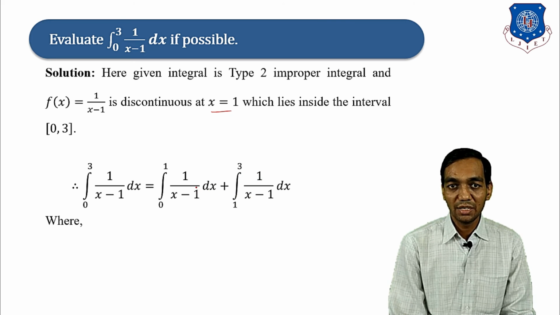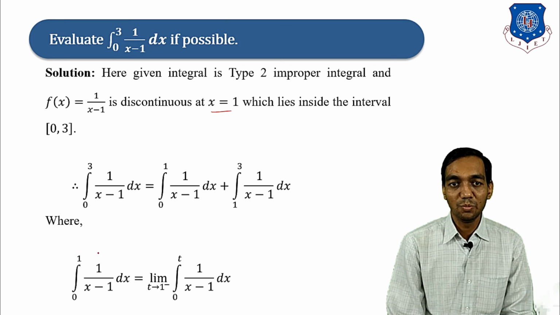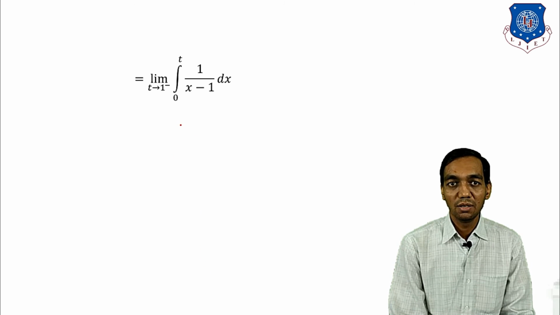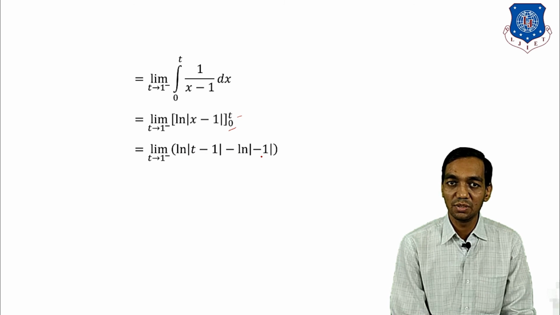Now, first we are going to find the first integral, that is integration from 0 to 1 of 1 upon x minus 1 dx. Here function is not defined at 1. So we are going to use the simple property, replace 1 by t, and that t tends to 1 minus. So the integration of 1 upon 1 minus x will be a log. So integration will be log mod x minus 1, and limit is from 0 to t. Now put the limit, that will give you log of mod of t minus 1 minus log of mod of minus 1, correct? Now mod of minus 1 will be 1. So log of 1 is 0.